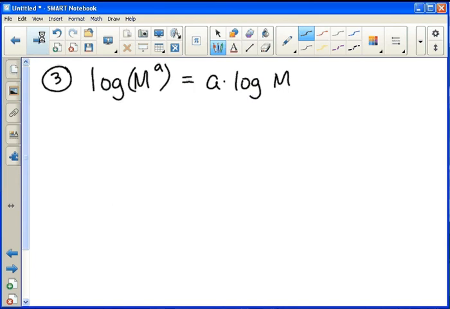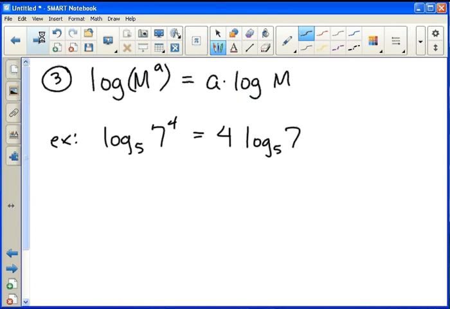So let's try a couple examples with that. Let's say we have log base 5 of 7 to the 4th. That is the same thing as writing 4 times log base 5 of 7.